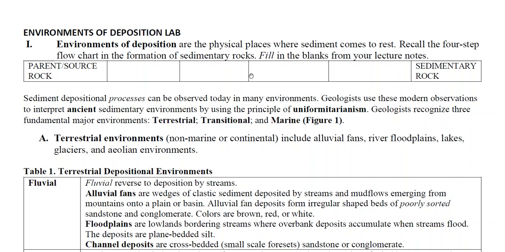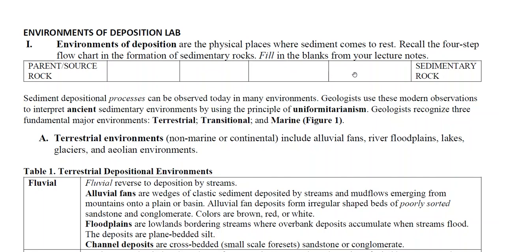So erosion goes here, and then that sediment ends up in a basin, some depositional environment. So this would be deposition, and that's what this lab is about: depositional environment. Where is it? In the marine environment, in the transitional environment, like the shoreline, maybe a marshland, or is it somewhere on the continent in the terrestrial environment? And we'll talk about those here in this lab. So that's the environment of deposition.